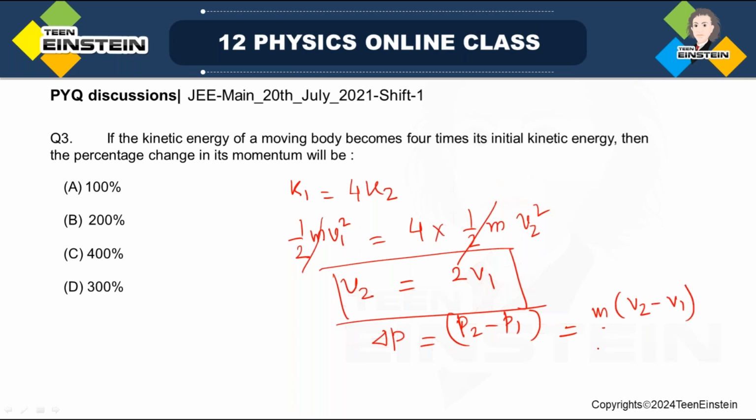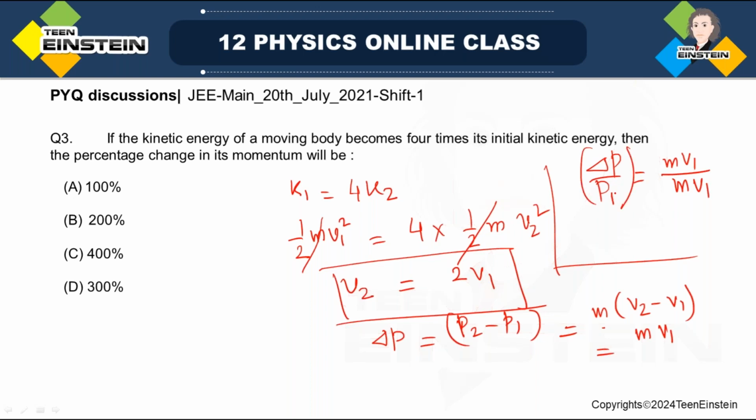Okay, so this will give you actually, V2 means 2V1, then V1. This is actually M V1 only. Now we have to write delta P by P1. Delta P I have got MV1 and P1 also is MV1. This is actually fractional change, and if we multiply by 100, to get the percentage error, this will be actually 100%.